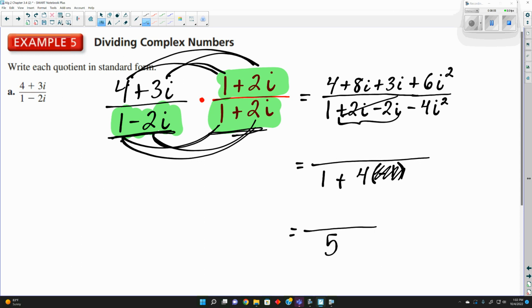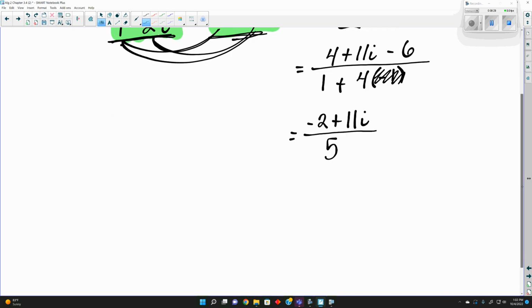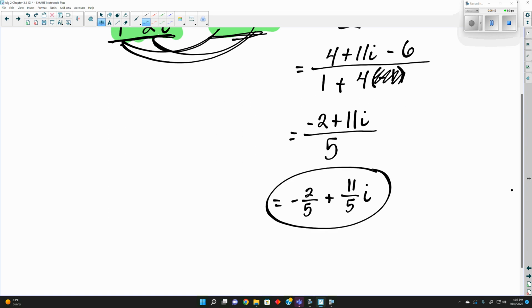Now we can add these middle terms together, which is going to give us plus 11i. Well, i squared is just negative 1, yes? So really we have negative 6. 4 minus 6 is negative 2 plus 11i over 5. Now we'll break this up to get it into standard form, which will tell us that it's negative 2/5 plus 11/5 i.